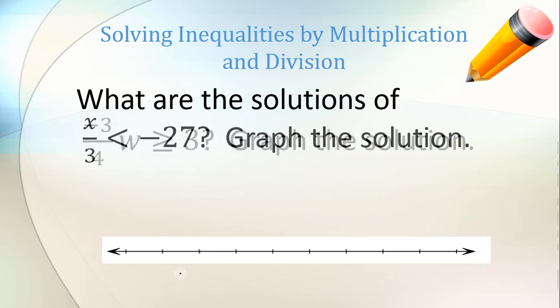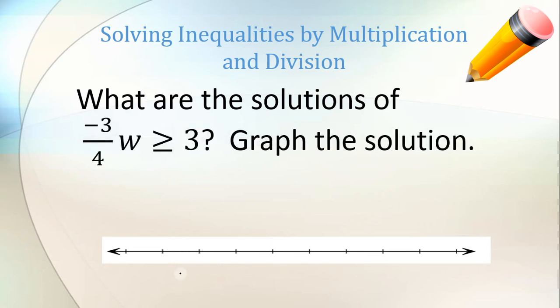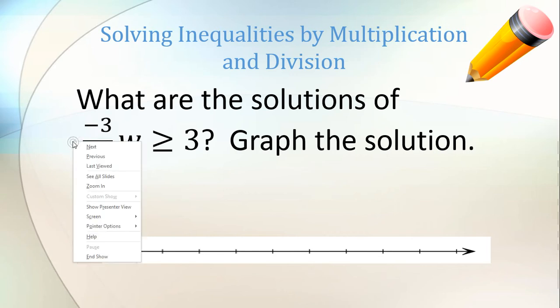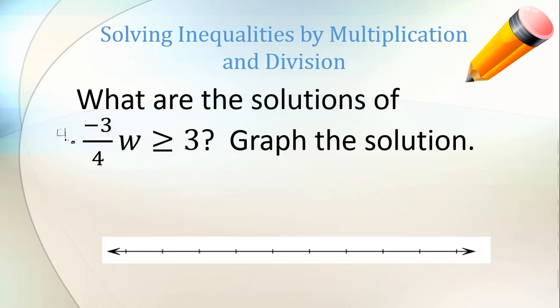Pretty simple. What are the solutions of negative 3 over 4 times w is greater than or equal to 3? So if you remember, to get rid of a fraction here, I need to multiply by its reciprocal. So I'm going to multiply by 4 over negative 3. So that's going to cancel out over here. We'll be left with w.